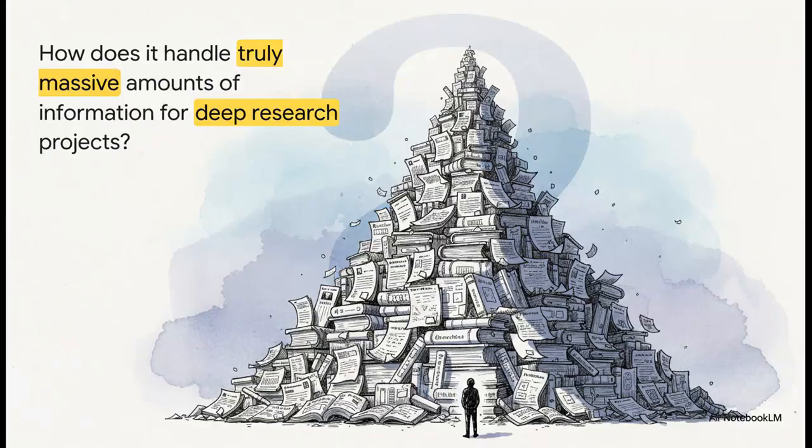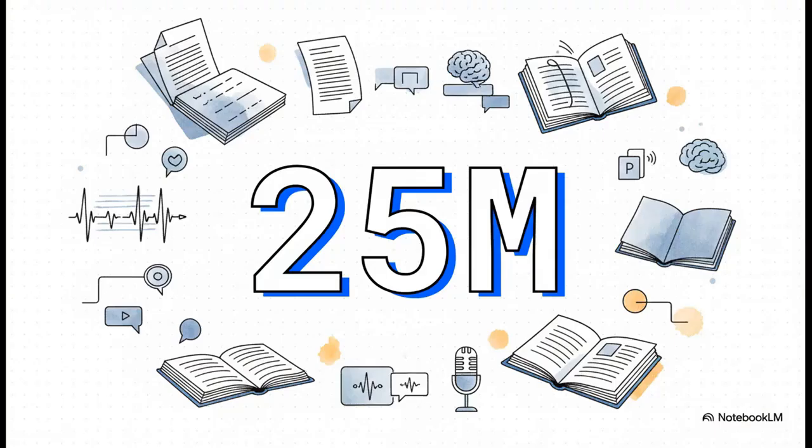Now, this is all great for a few documents, but what about truly large-scale projects? How does it handle the massive amount of information a writer needs when they're working with an entire book, or a researcher who's analyzing dozens of academic papers at once? This is where NotebookLM truly pulls away from the pack. It has a massive context window. That's the amount of information it can think about at one time. And it's capable of processing up to 25 million words. That's like the equivalent of hundreds of books in a single project.